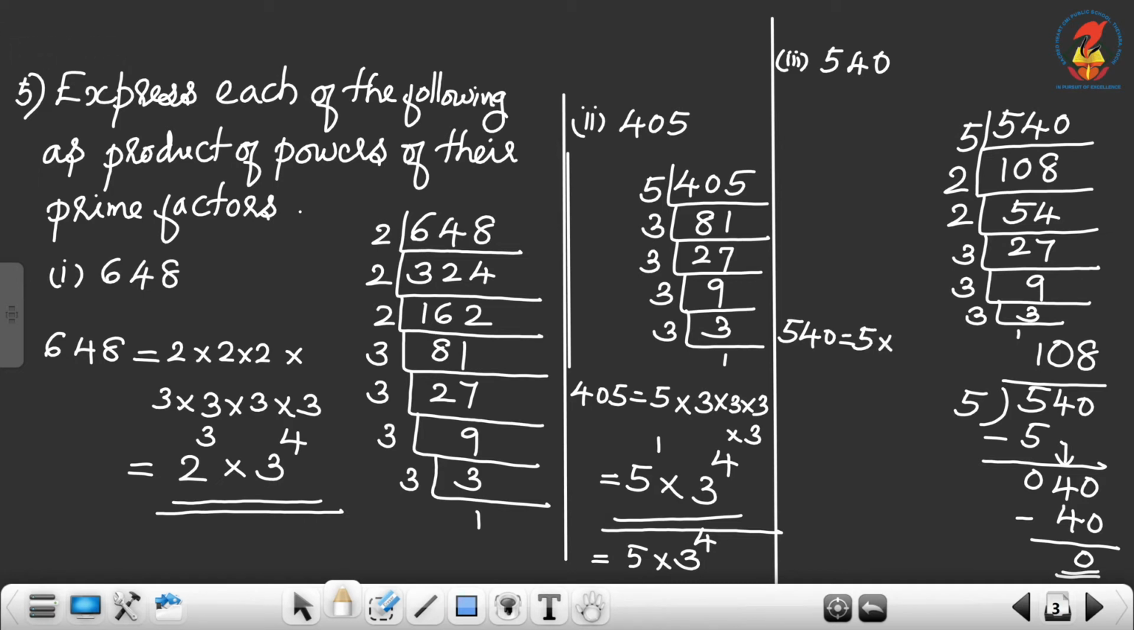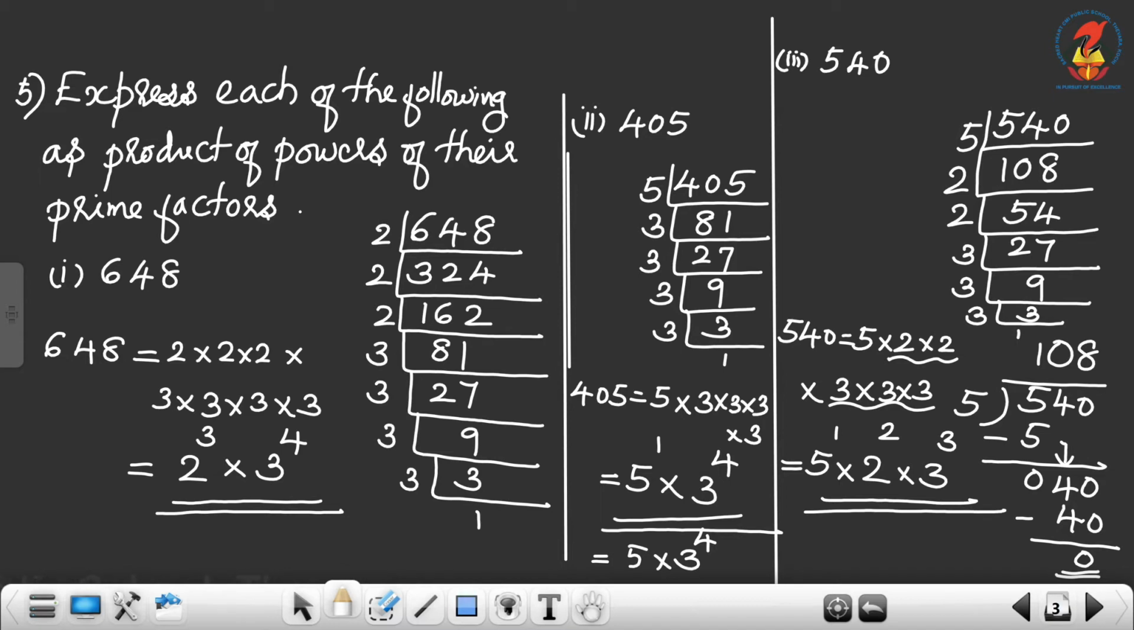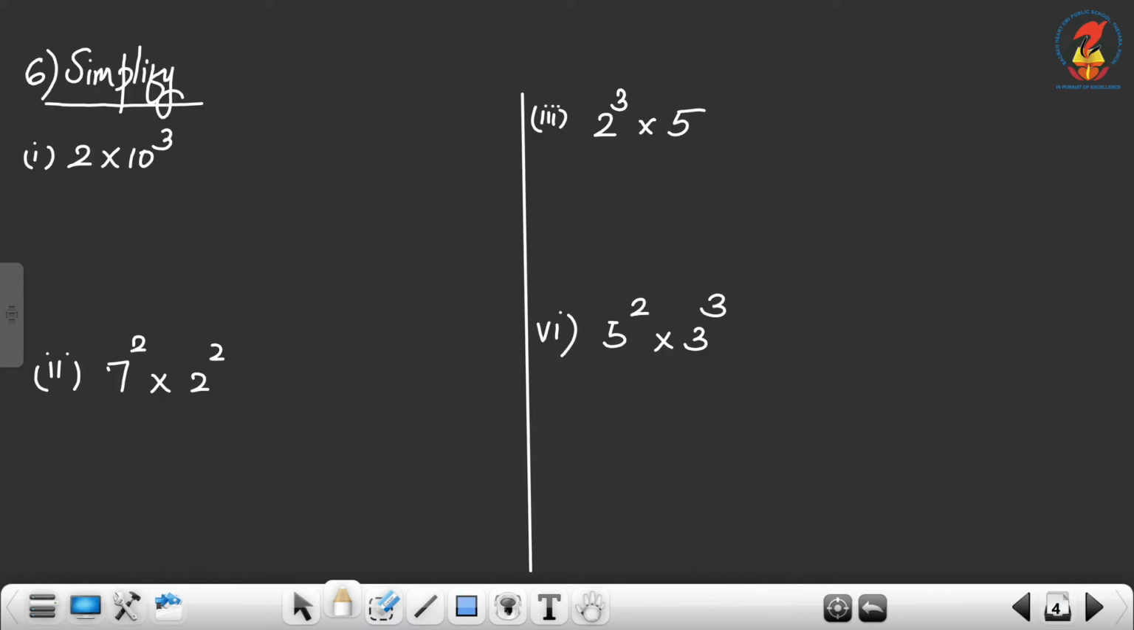So 5 into 2 is repeated 2 times, 2 into 2, into 3 repeated 3 times, 3 into 3 into 3. Then 5 is there only one time, so we can write it as 5 raised to the power 1 into 2 multiplied by itself 2 times, so 2 raised to the power 2, into 3 multiplied by itself 3 times, so 3 raised to the power 3. So 5 raised to 1 into 2 raised to the power 2 into 3 raised to the power 3.